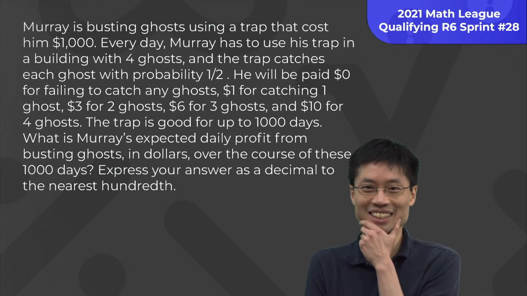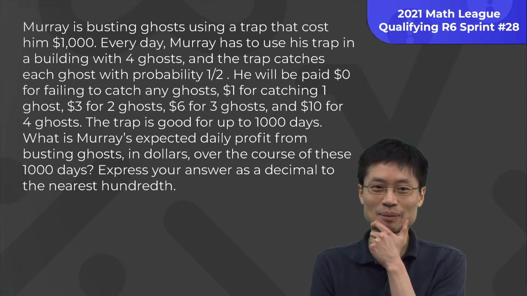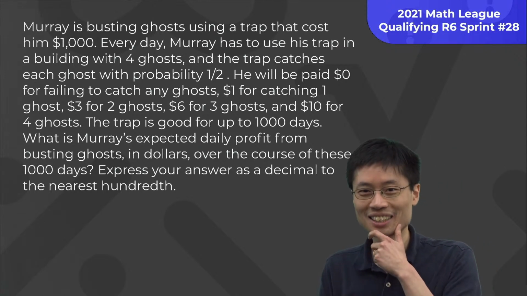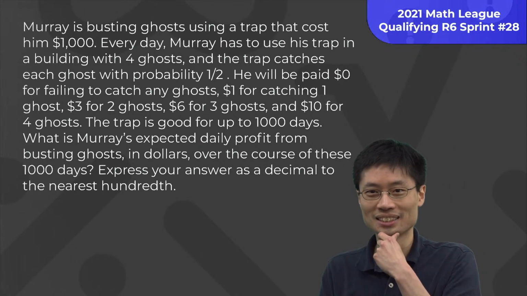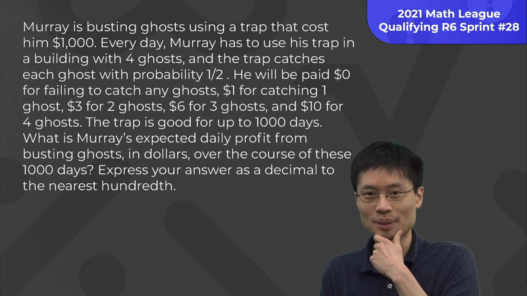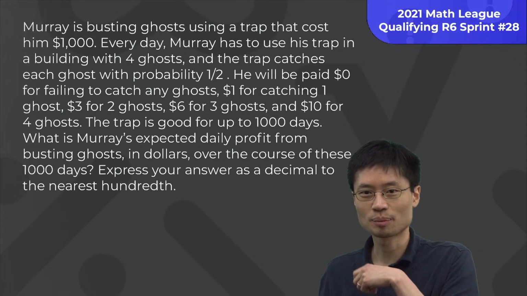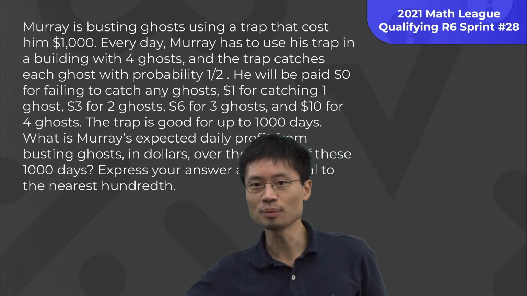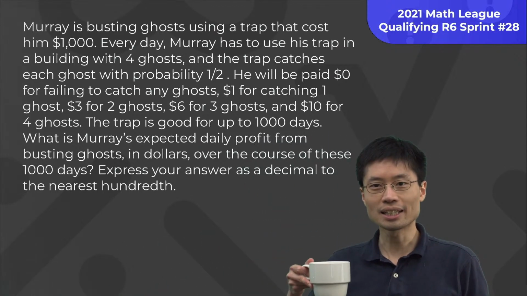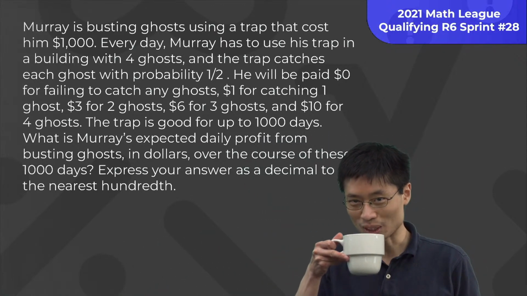Yes, I think that is a lot of ghosts. I'm trying to understand, first of all, can you bust the same ghost more than once? How does this work? So you're using a trap, and the trap catches ghosts, and you get $0 for no ghosts. And it's good for up to 1,000 days. It does seem to me like the ghosts don't respawn. I think that's how this works.